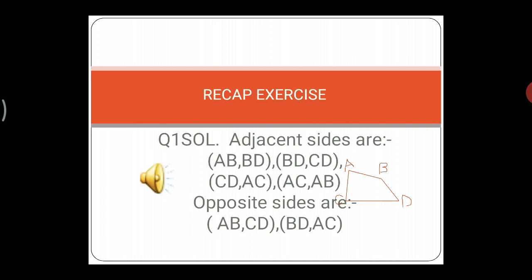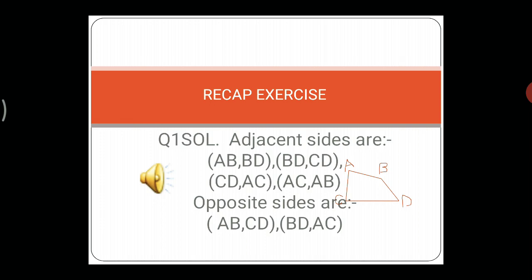This is part two of our topic, quadrilateral. Dear students, if you remember, we have studied some properties of a quadrilateral in our previous topic. So based on those properties, we have an exercise. Question one. We have a quadrilateral ABDC. We have to find out the adjacent sides and opposite sides.